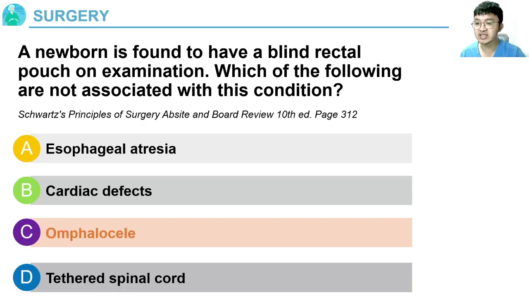Again, just to emphasize, this is not associated. So the correct answer is omphalocele. For imperforate anus, you may have esophageal atresia, you may have cardiac defects, and tethered spinal cord, especially in the sacral area. You don't usually have omphalocele with imperforate anus. So this answer is actually correct.